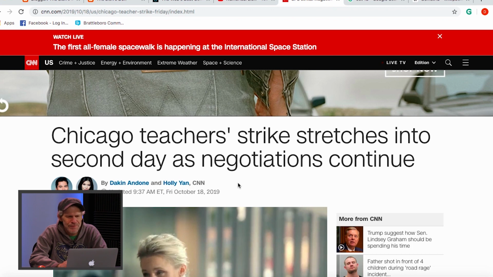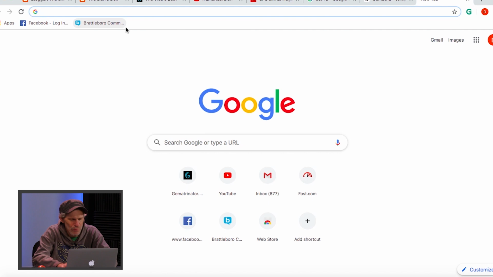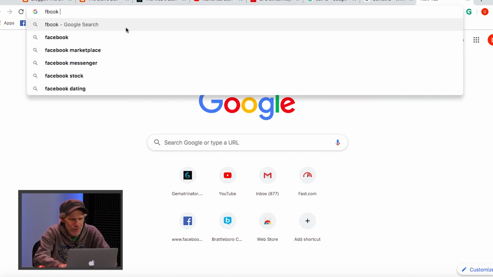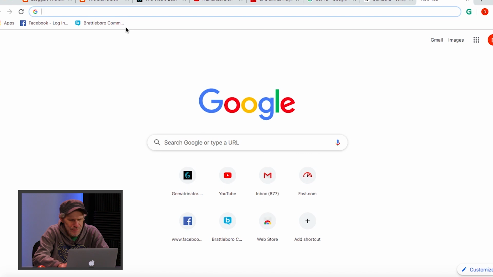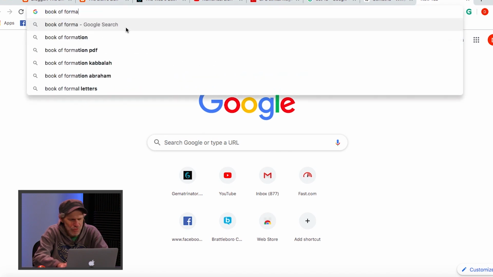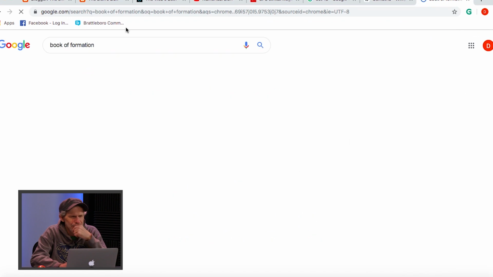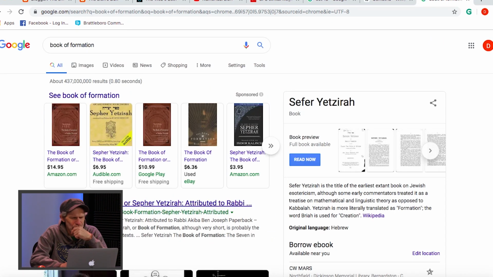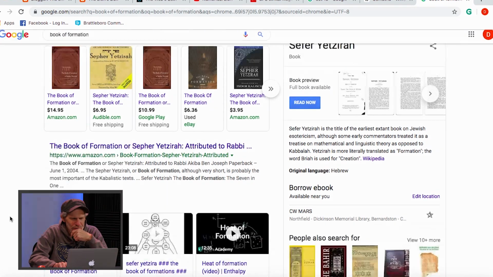And Kabbalah basically is about your ascension to godhood. And Gematria, there's a book called the Sefer Yetzirah, or the Book of Formation. Let's see if we can find it here. Book of Formation. So the Book of Formation, or the Sefer Yetzirah, is attributed to Rabbi Akiba ben Joseph. They're also saying that Abraham had a role in it.